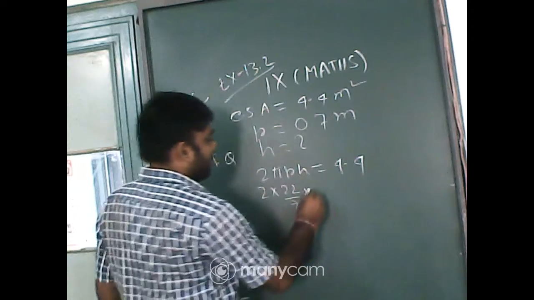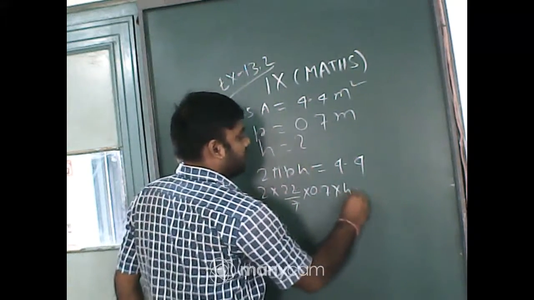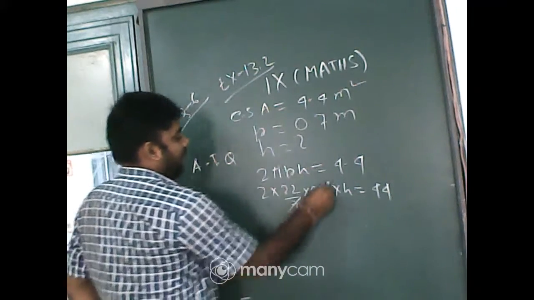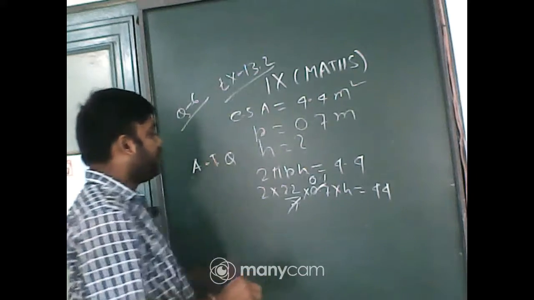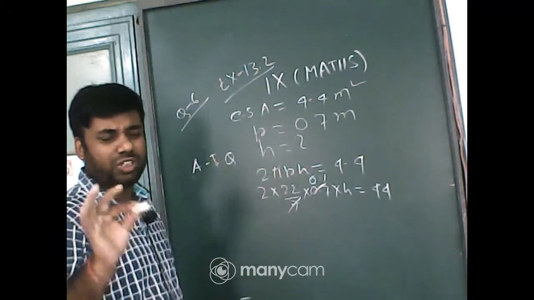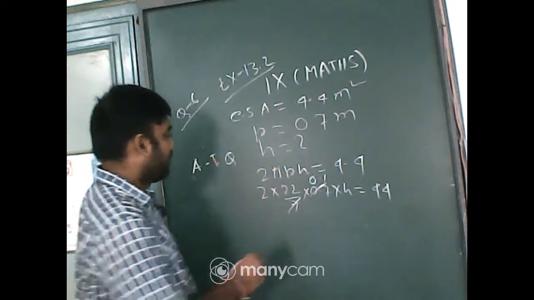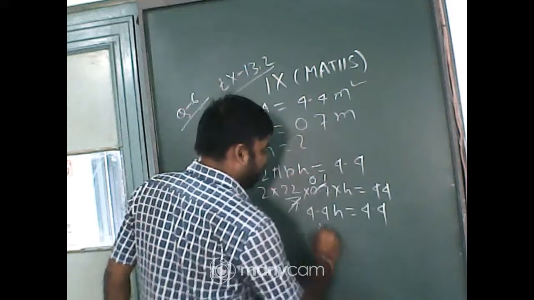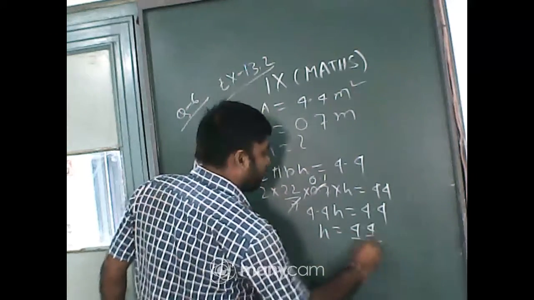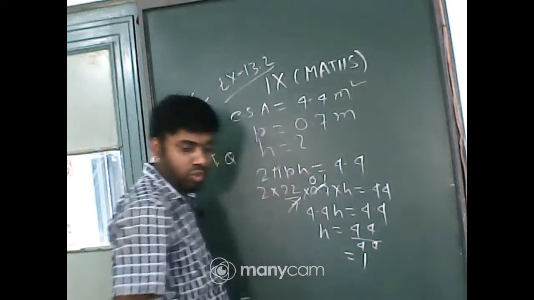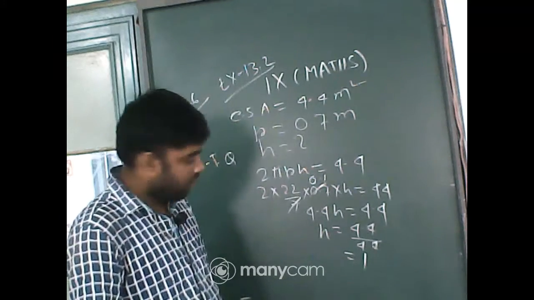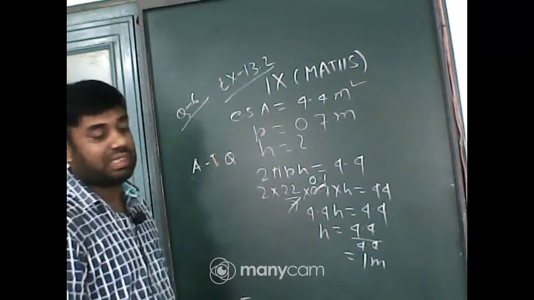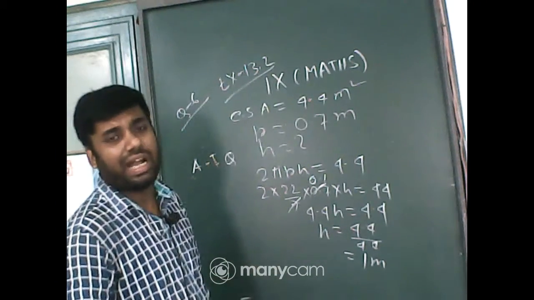Now R is 0.7 and we should find H. So 4.4. Now 7, that is 0.1. 2 into 22, that is 44. 44 into 0.1, that is 4.4. So H equal to 4.4 by 4.4, that equal to 1. So 1 meter. Height of the cylinder is 1 meter. It means 100 centimeter.